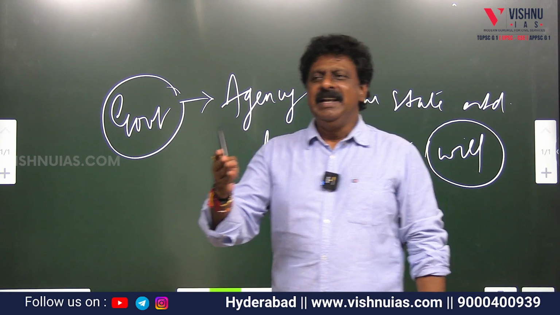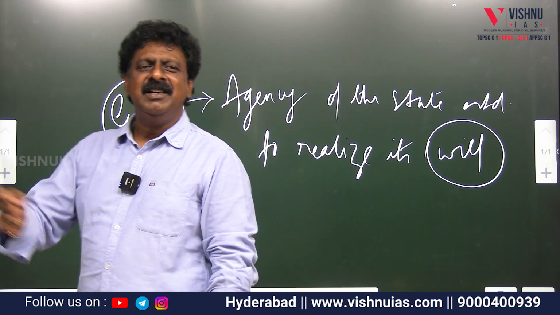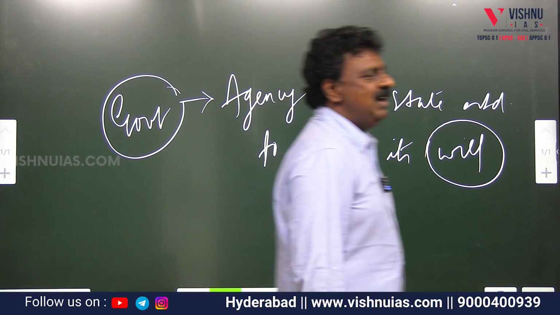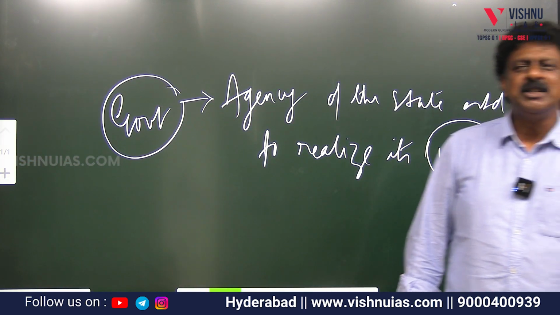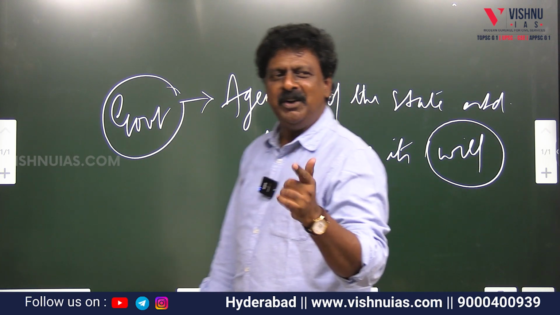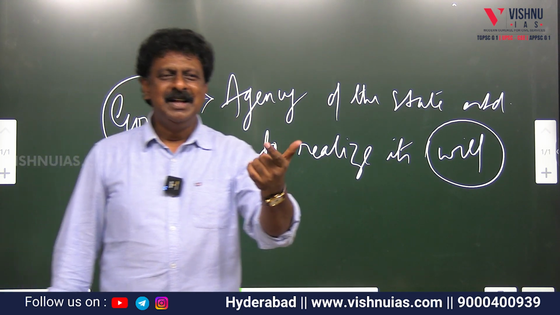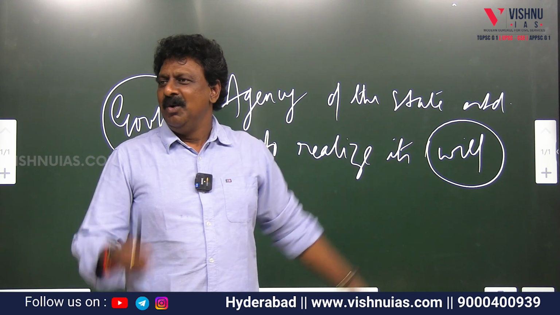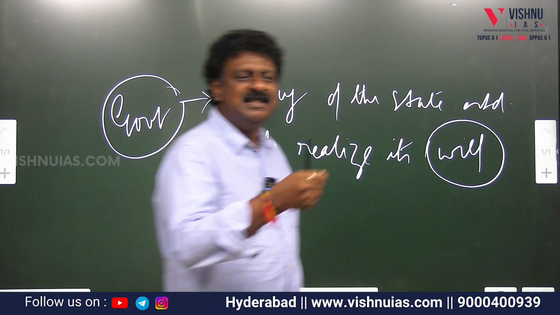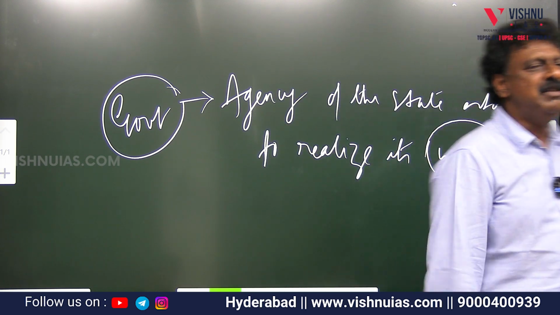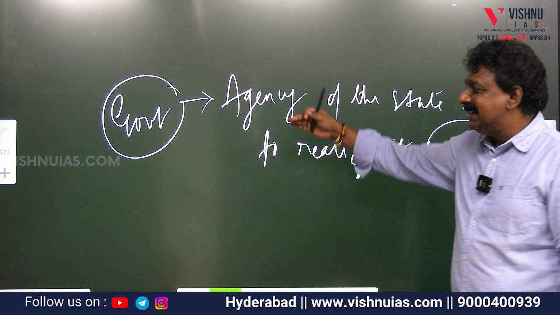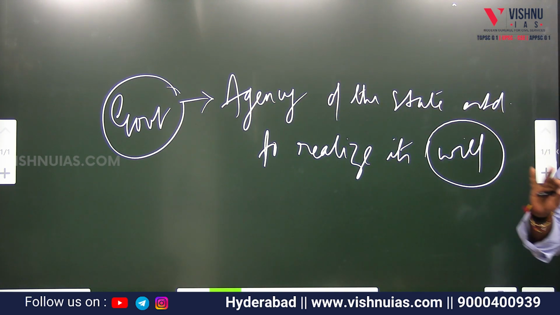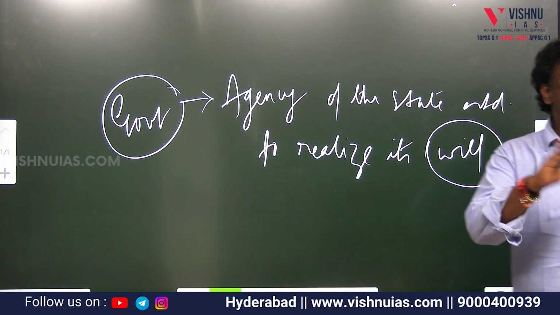We, the people of India, do hereby solemnly resolve to constitute India into a sovereign, socialist, secular, democratic republic, and to secure to its citizens liberty of thought, expression, belief, faith, and worship, equality of status and opportunity. Preamble, sir. Preamble is a declaration of our aspirations, and we have established a government to realize this aspiration. So, government is an agency of the state established to realize its will. That's the purpose for which we establish a government.